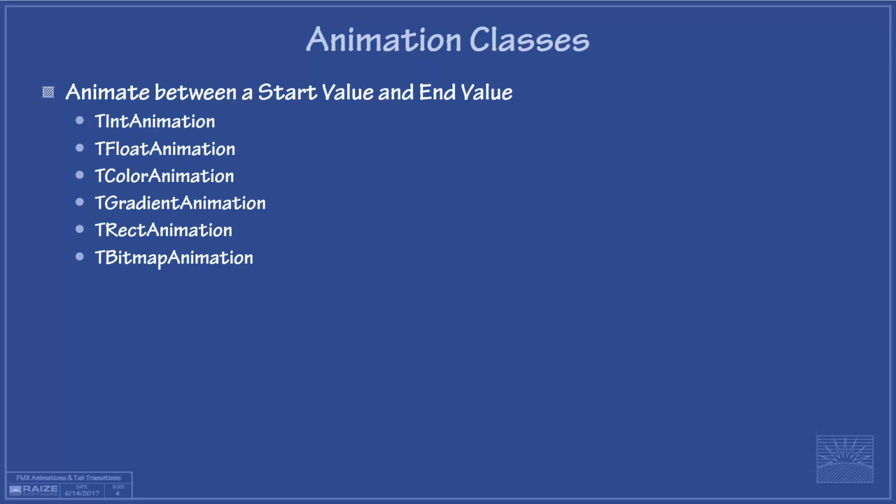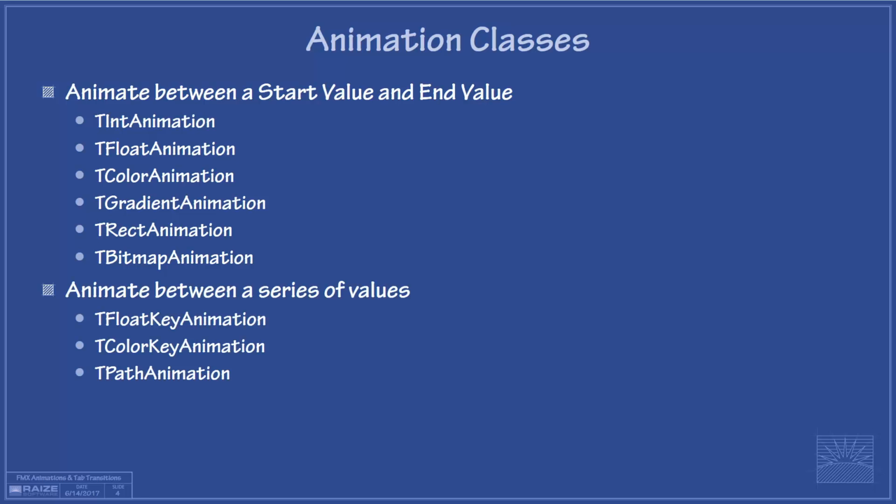But the key with all of these is that you are animating between a single start value and an end value. However, there are situations where you really want more control over that. You want to be able to vary or animate over a series of values that your property value needs to go through. And I have an example of this in a little bit once we get into the demo portion to make it a little bit clearer.